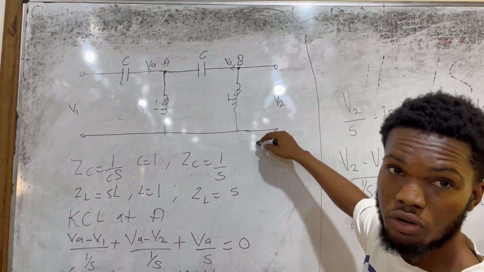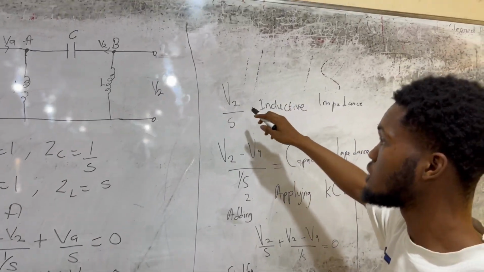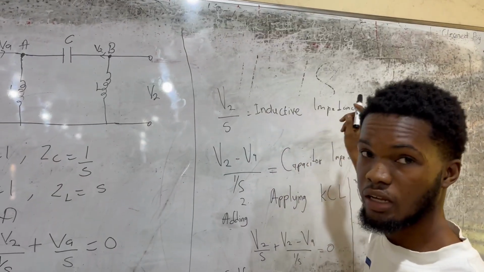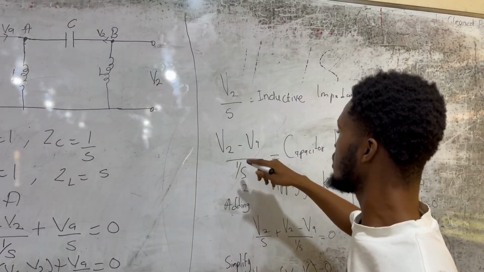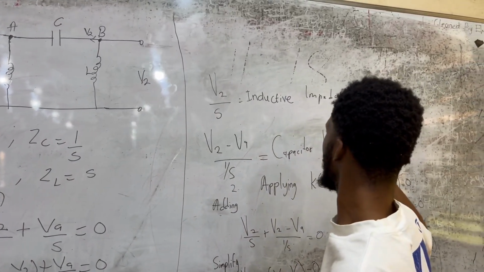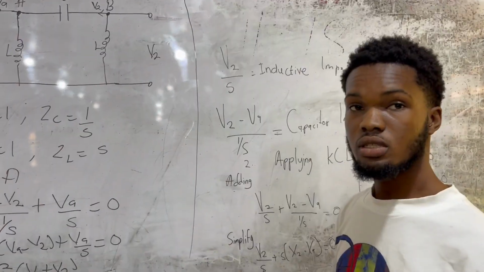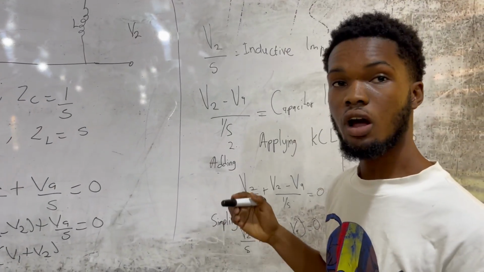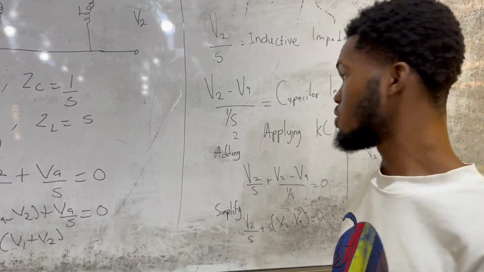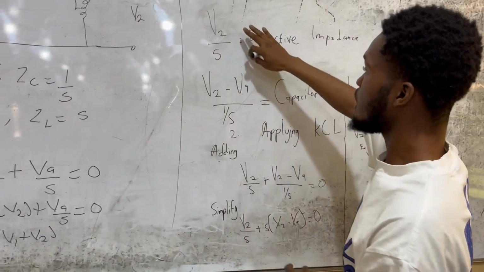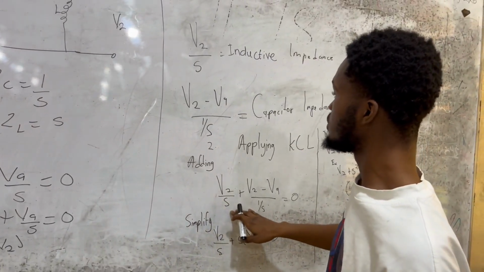This is going to ground. So here we have to break down the formula first, which is V2 over S is equal to the inductive impedance. Then V2 minus the VA over 1 over S is equal to the capacitor impedance. Applying Kirchhoff's law, which says that the algebraic sum of all currents leaving the node is equal to 0. So we combine the two equations together.